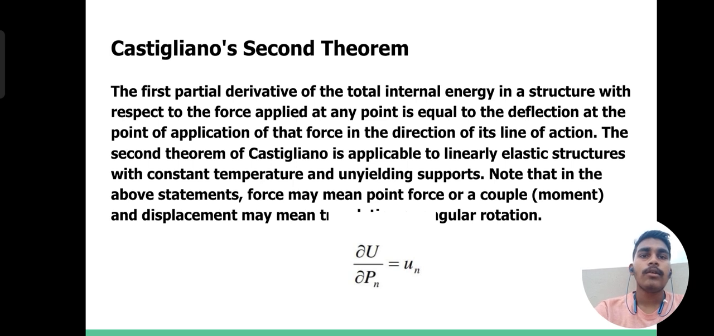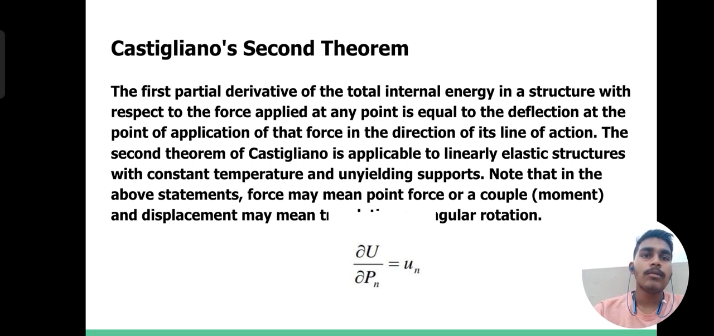Here we can discuss Castigliano's second theorem. The first partial derivative of the total internal energy in a structure with respect to the force applied at any point is equal to the deflection at the point of application of that force in the direction of its line of action. The second theorem of Castigliano is applicable to linearly elastic structures with constant temperature and unyielding supports. Note that in the above statement, force may mean point force or a couple moment, and displacement may mean the angular rotation. dU/dPn is equal to Δn.